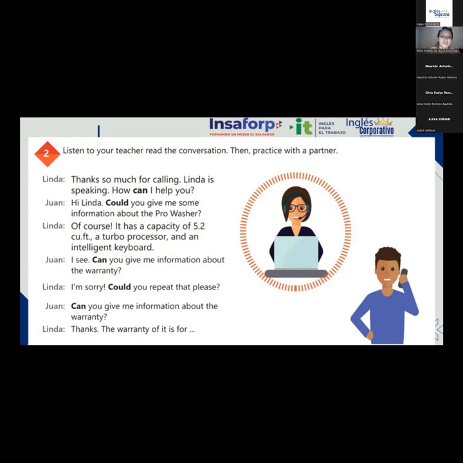Capacity of 5.2 cubic feet. A turbo processor and an intelligent keyboard. Of course. Yeah.